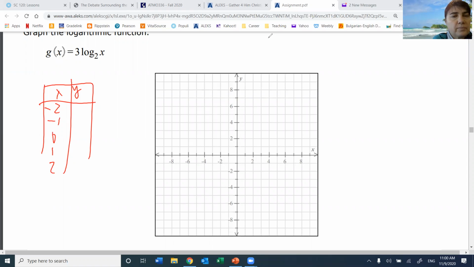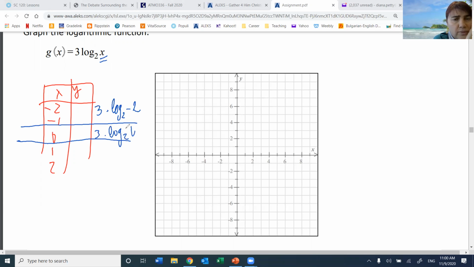Starting with the first one, it's going to be 3 times logarithm with base 2 of -2. Huh. So this cannot be true, because we cannot have a negative. So this means this one is not going to be on the negative side, because the domain of the logarithmic function is the positives. How about the 0? When this is 0, what would this be? 3 times logarithm with base 2 of 0. Well, what is that? It's infinity.